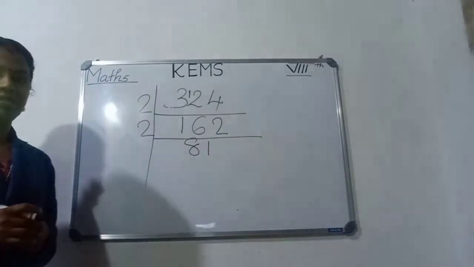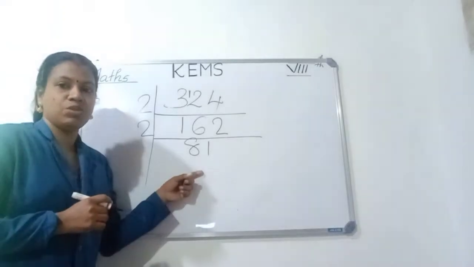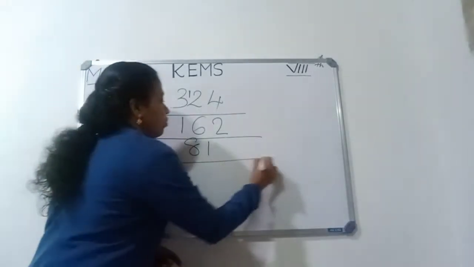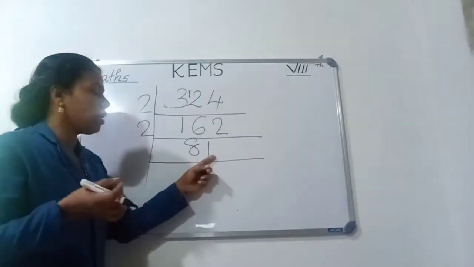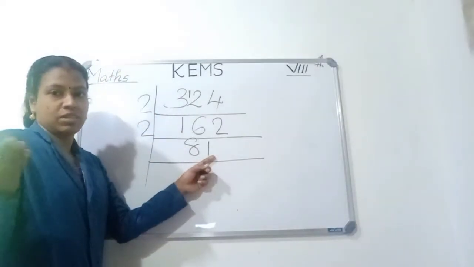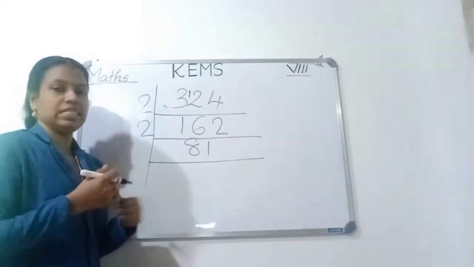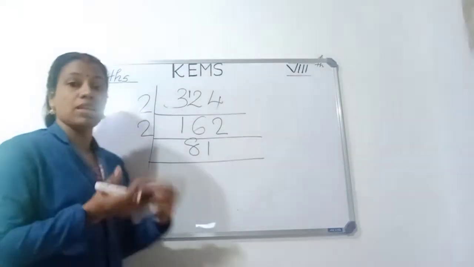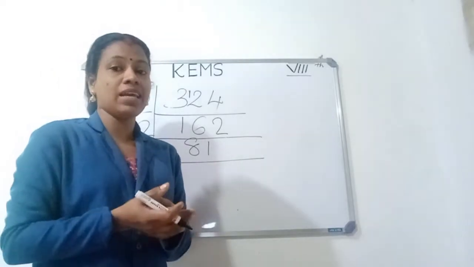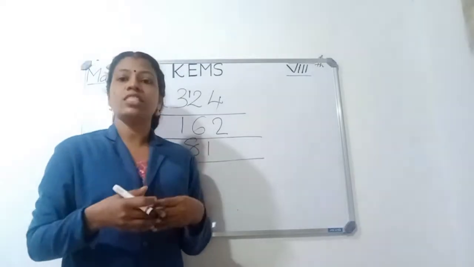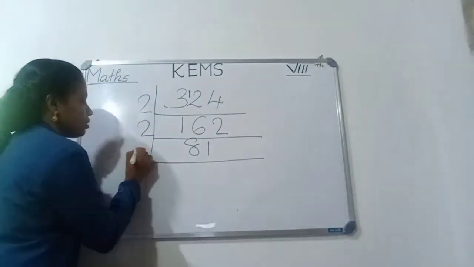Now, look at the number. Is it divisible by 2? No. The number ends with 1, so by the divisibility rule it is not divisible by 5. Just check the sum. Find the sum of the digits. 8 plus 1 is 9. So it is divisible by either 9 or 3. We can select the smaller number first, so 3.